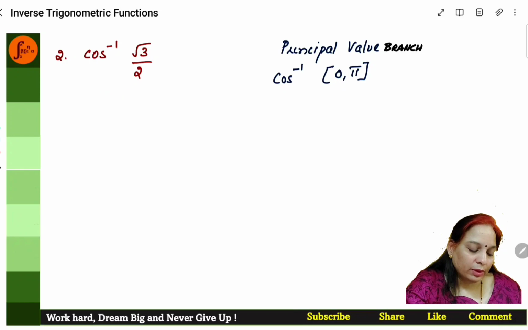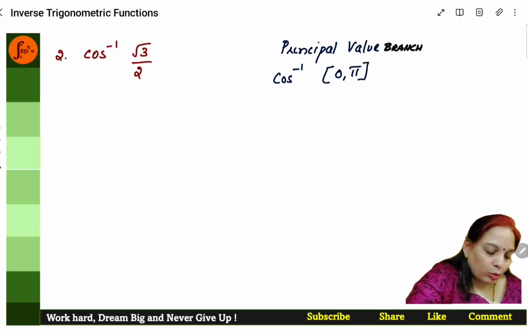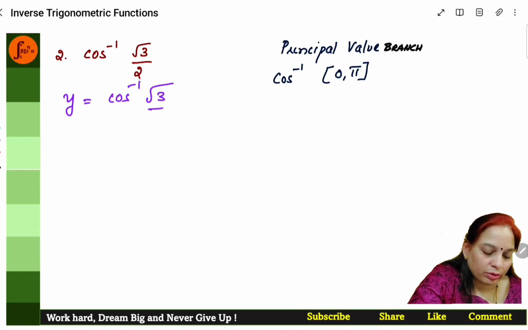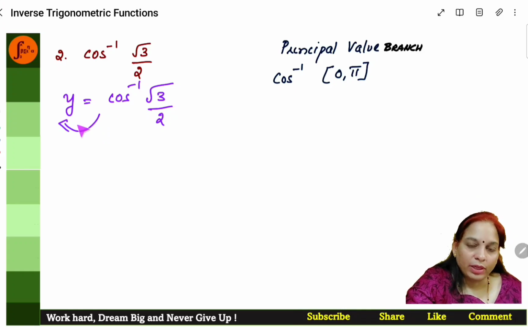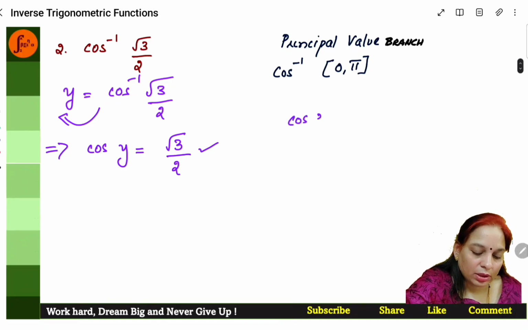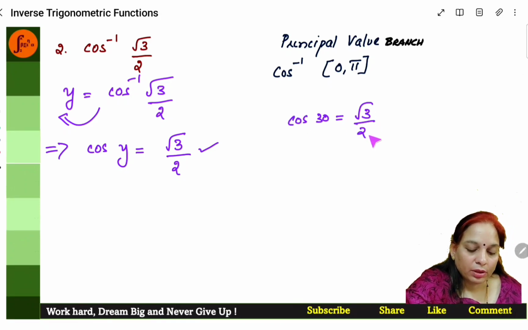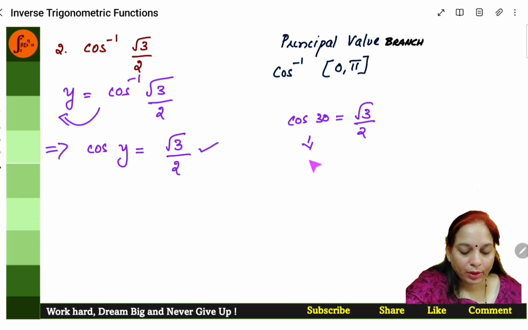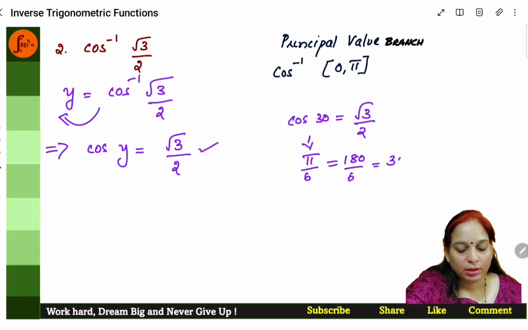Now we'll go to the next problem. Find the principal value of this trigonometric inverse function, cos inverse of root 3 by 2. The first step is to assign it to y. Let y is equal to cos inverse of root 3 by 2. Now this means cos y is equal to root 3 by 2. In the trigonometric chart, cos 30 is root 3 by 2, and 30 degrees is pi by 6, that is 180 by 6.